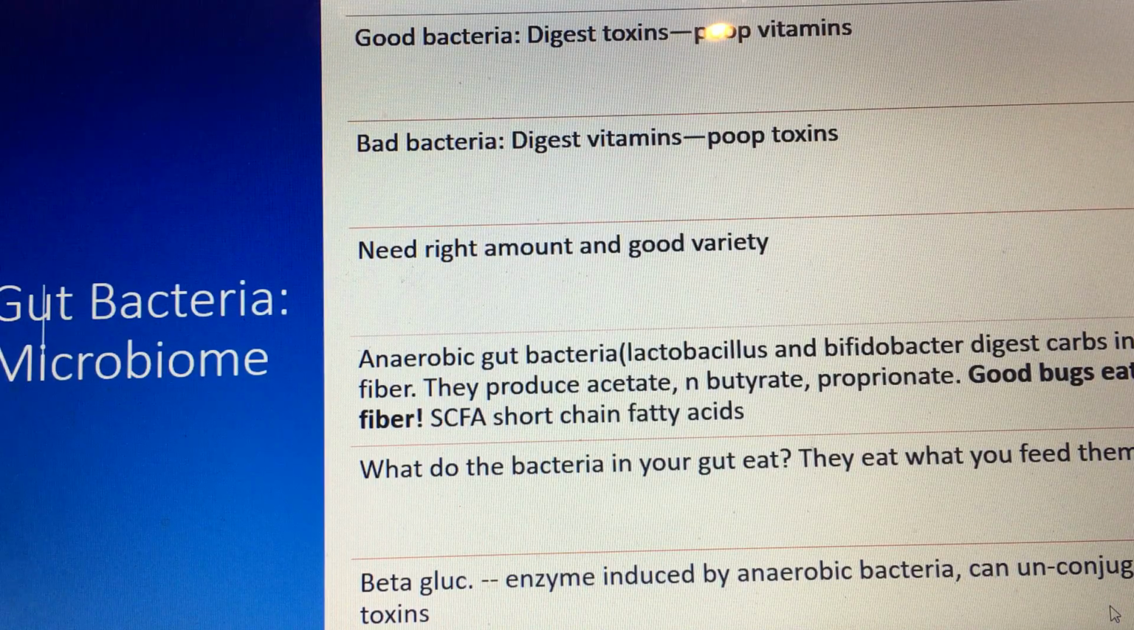So what do the bacteria in your gut eat? They eat what you feed them. If you're feeding them good fiber from cruciferous vegetables and good fruits and vegetables, you're going to have good bacteria in your gut because that's what you're feeding them. If you're eating high sugar, high trans fats, and all those bad things, then you're going to have bad bugs and bad bacteria. And then we've talked about beta-gluc again.